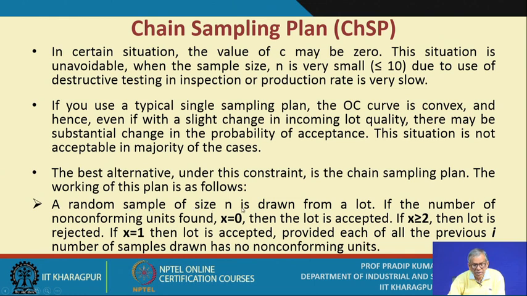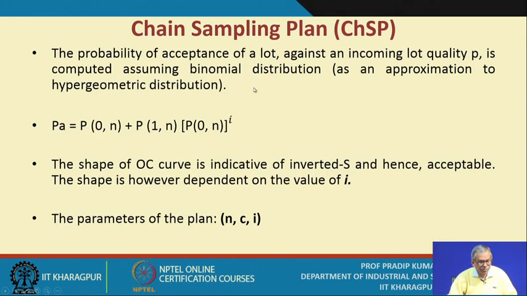A random sample of size n is drawn from a lot, and this sample size is less than or equal to 10. If the number of non-conforming units found, that is x, which is a random variable, equals 0, then the lot is accepted. If x is greater than or equal to 2, then the lot is rejected. If x equals 1, then the lot is accepted, provided each of all the previous i number of samples drawn has no non-conforming units. Is it okay? So it is conditional.